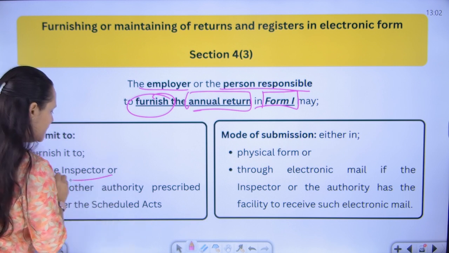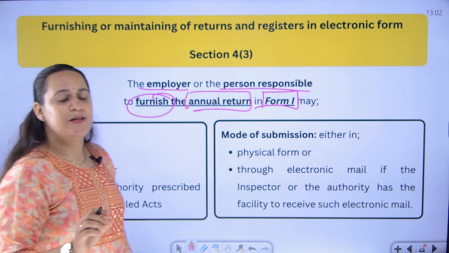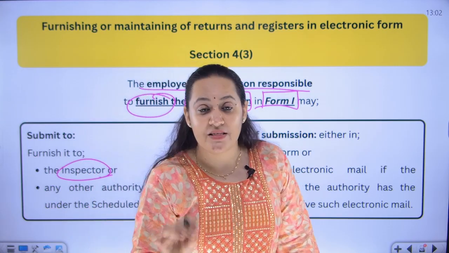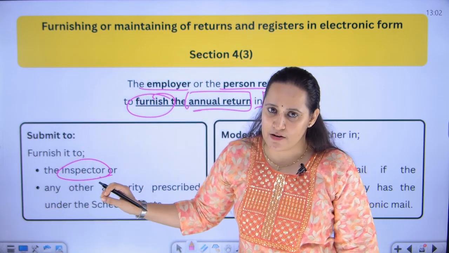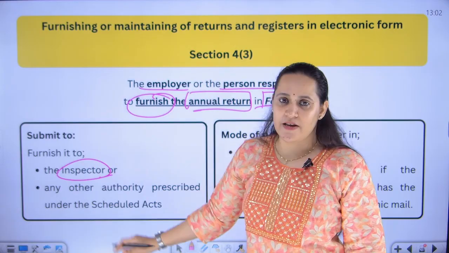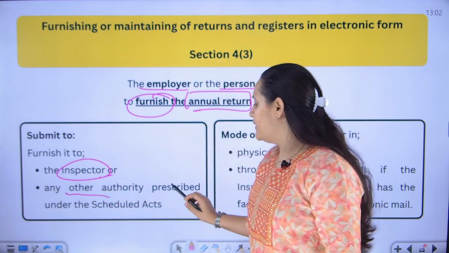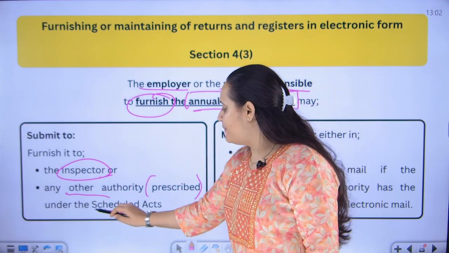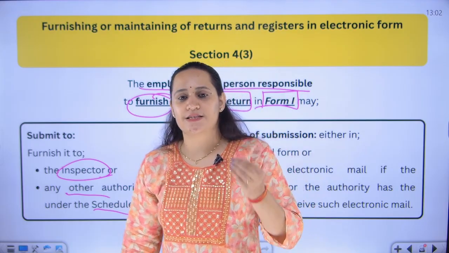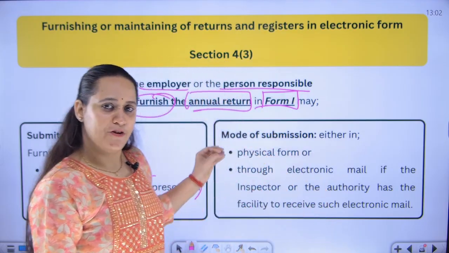They are required to submit it to the inspector. The labor inspector is going to be in charge. With him, you are required to file the annual returns. If not the inspector himself, any other person will be designated and prescribed under the enactment. To that designated person, you are required to do the annual filings.